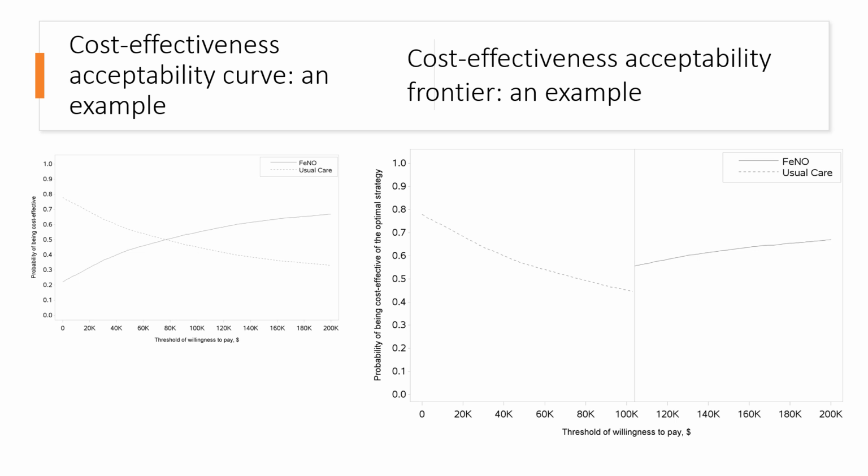Therefore, when the willingness to pay threshold ranged between $76,000 and $104,000, despite the lower probability of standard care being cost-effective compared with pheno, standard care remained the optimal strategy.